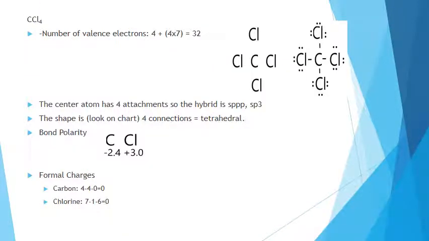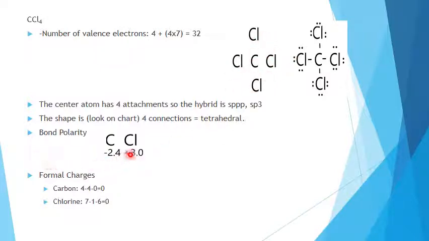Okay, next one is carbon tetrachloride. The number of valence electrons is 4 plus 4 times 7 equals 32. For the skeletal structure, put the carbon in the middle, chlorines on the outside. Give chlorine its number of bonds and lone pairs, 1 and 3. Count them all up, you got 32. The center atom has 4 attachments, so it's sp3. The shape is tetrahedral. The bond polarity is 2.4, and I'm just picking this bond here, but they're all going to be the same.